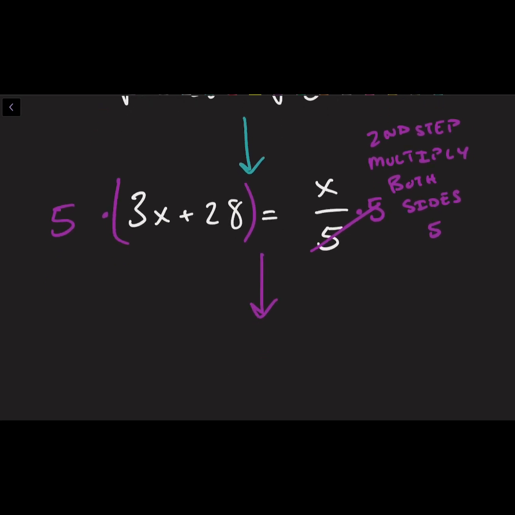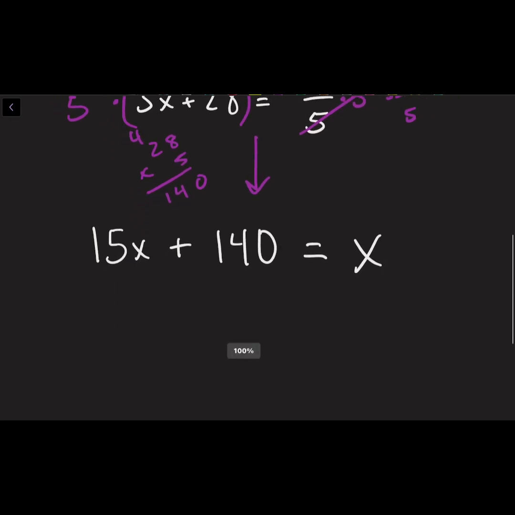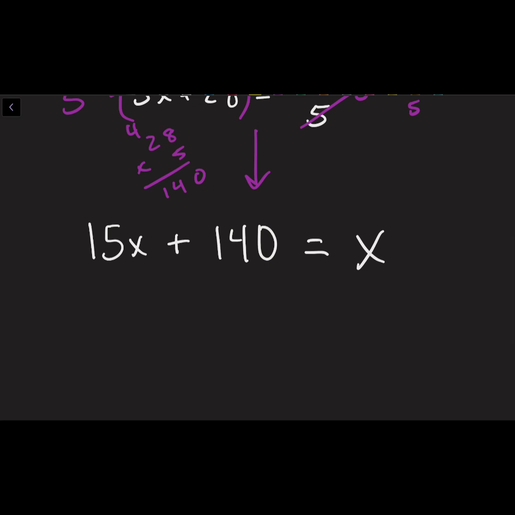We got 3x times 5. That's going to give us a 15x. And then we're going to have 28 times 5. We can go ahead and do that real quick. 8 times 5 is going to be a 40. 2 times 5 is 10 plus 4, that's going to be 140 for us. So we can do 15x plus 140 on this side. 5 and 5, like I said, cancel. So we're going to be left with our x on this side, all right? So bang, we done simplified our equation and got the square roots out of the way.